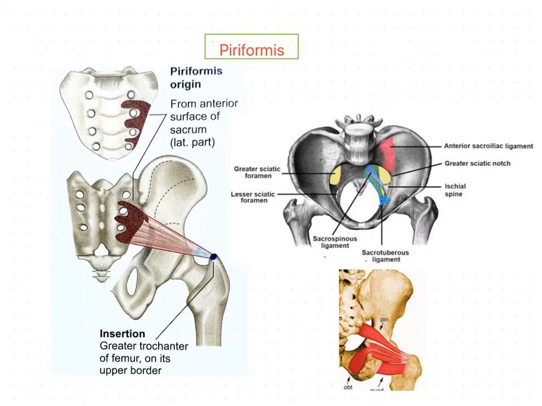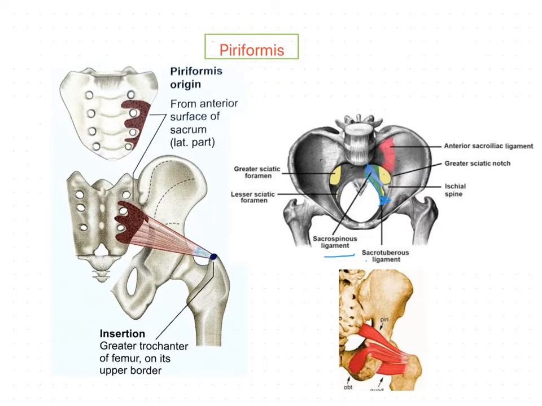Another ligament is called the sacrospinous ligament, which is attached from the lateral surfaces of the sacrum to the ischial spine. Because of these two attachments, two spaces called foramens are formed. One is the greater sciatic foramen, another one is the lesser sciatic foramen.